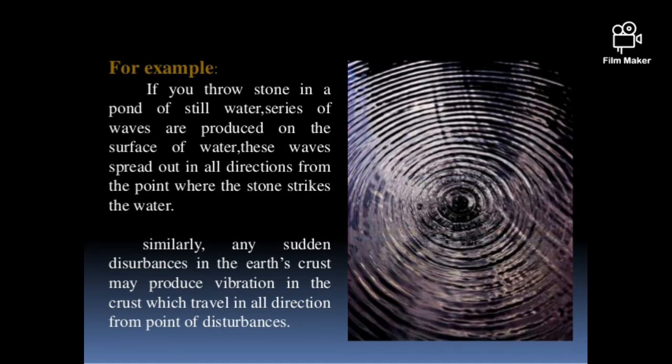For example, if you throw a stone in a pond of still water, a series of waves are produced on the surface of water. These waves spread out in all directions from the point where the stone strikes the water. Similarly, any sudden disturbances in the Earth's crust may produce vibration in the crust which travel in all directions from the point of disturbance.